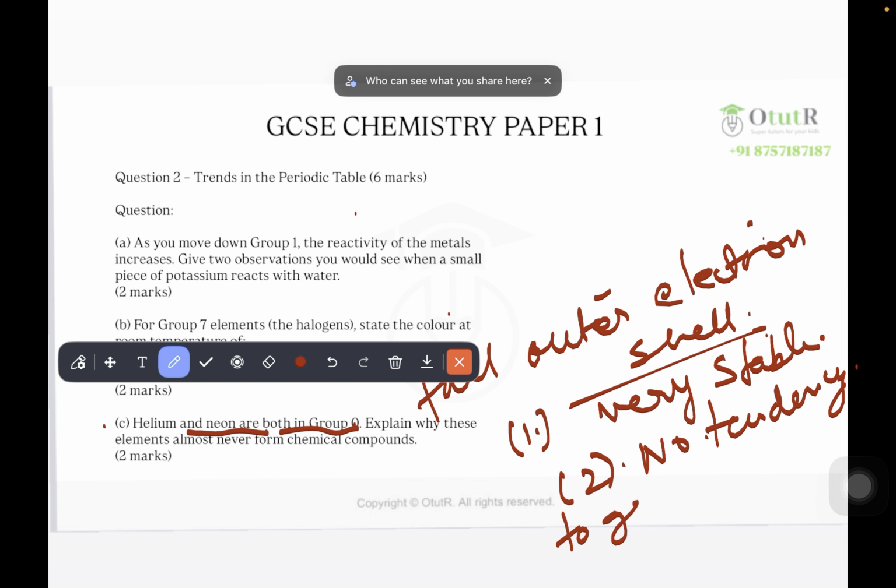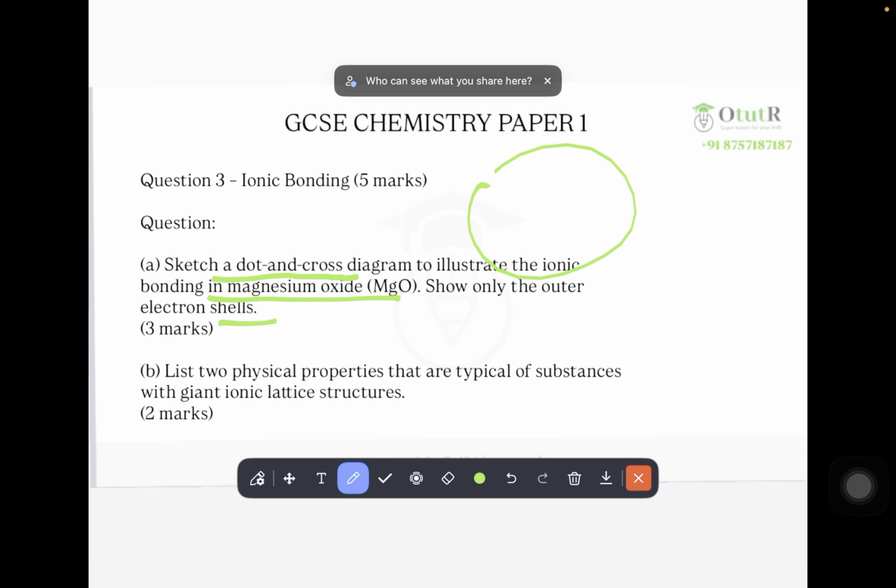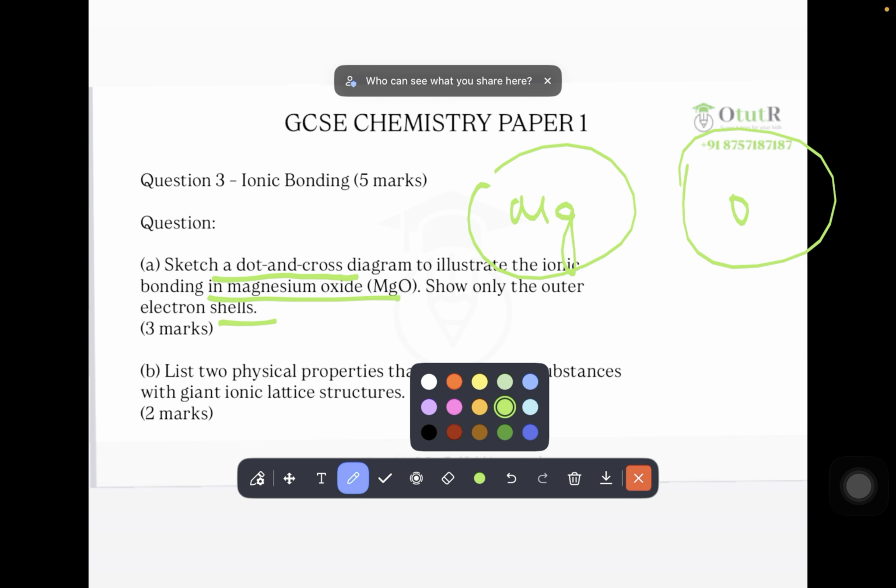Sketch a dot and cross diagram to illustrate the ionic bonding in magnesium oxide. Show only the outer electron shells. So let's see. First we have magnesium and over here oxygen. Atomic number for magnesium is 12 and for oxygen it's 8. So how many electrons in the outer shell? For magnesium it's 2 and for oxygen it is 6. The question says specifically only the outer shell electrons. So this is 2 plus and this is 2 minus.